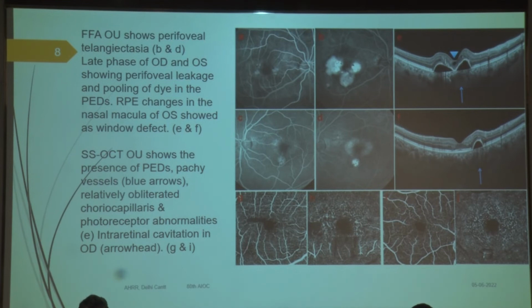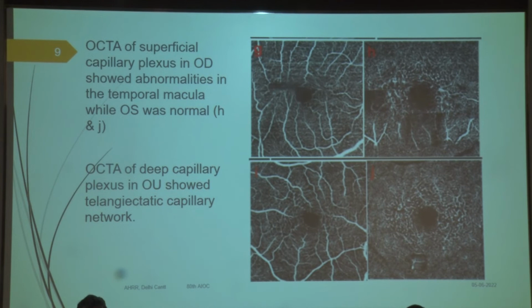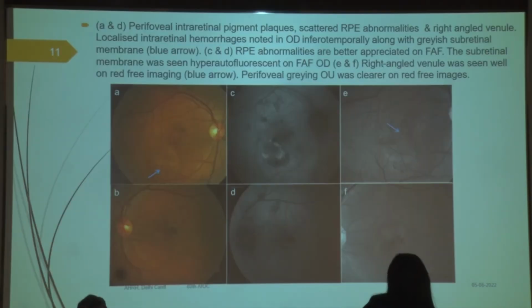Now coming to this particular case, we can see that there are perifoveal telangiectasias in the images on top, and they are associated with these PEDs on the OCT. The classic pointer is the intraretinal cavitation that we see, which gives us a clue that yes, this might be a case of macular telangiectasia. And the catch occurs when we are seeing the OCT angiography and going to the deep capillary plexus. This is the part of OCTA which we should be analyzing carefully to look for the changes of macular telangiectasia. Now it can be associated with secondary CNVMs.